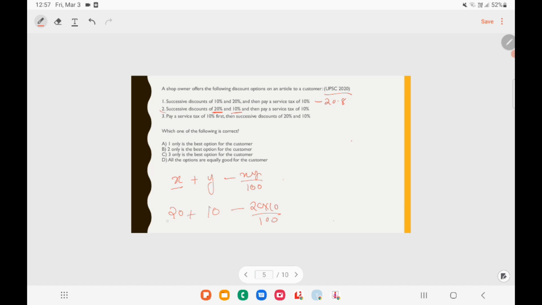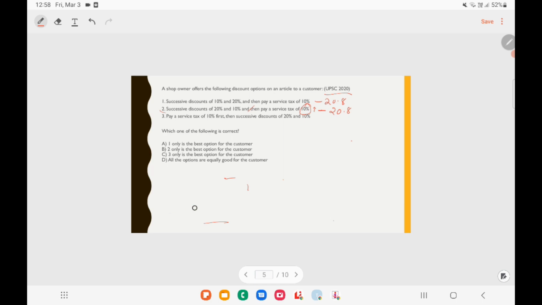So again you will get 20 plus 10 is 30, 30 minus 2 is 28. Okay, so this is 28. Again then 28 is reduction and 10 is increase because it's a service tax. Again if you use the formula you will get 20.8 itself. Right.